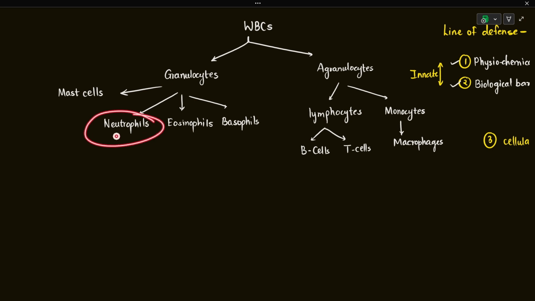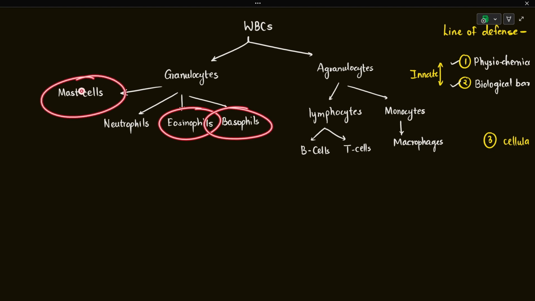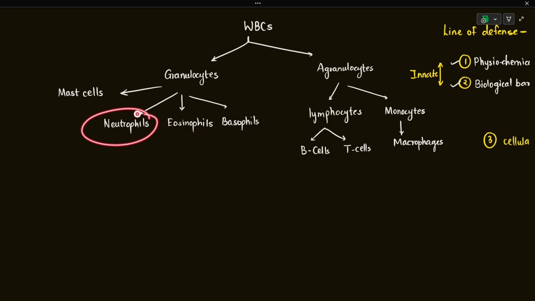So in this lecture, first we'll learn about the characteristics of granulocytes, then we will learn about neutrophils in detail. Today we are going to discuss only neutrophils in great detail, and then in the next lecture, we'll discuss eosinophils, basophils, plus mast cells. So there will be 2 lectures for granulocytes. Today we are only discussing neutrophils.